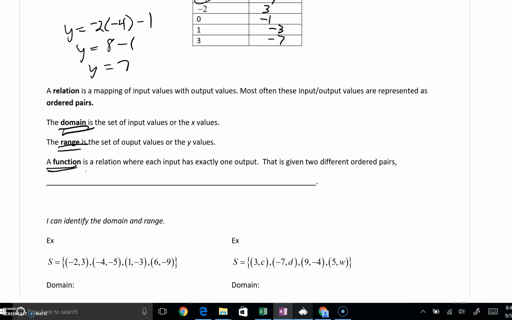So given two different ordered pairs, the x values don't repeat. That's what you most need to know about a function. You're going to have a list of ordered pairs, a list of points. If you have a function, those x values don't get doubled up. They never repeat twice or three times. Each x value just shows up one time.